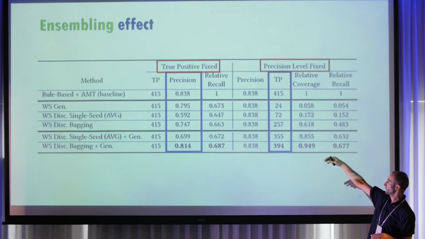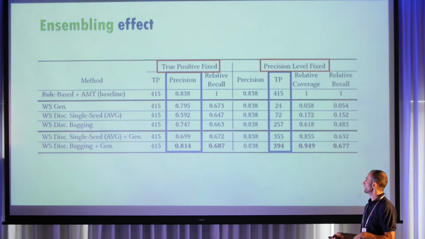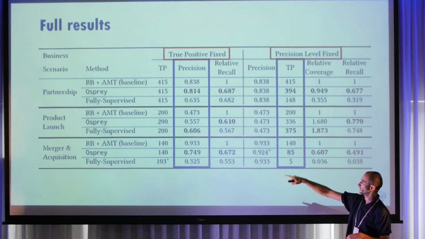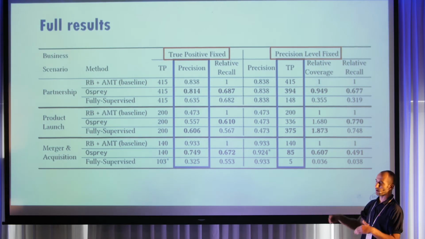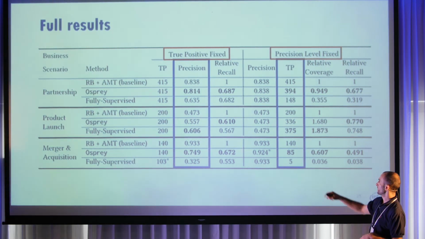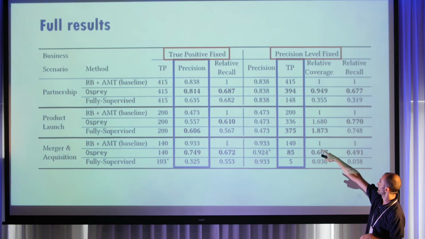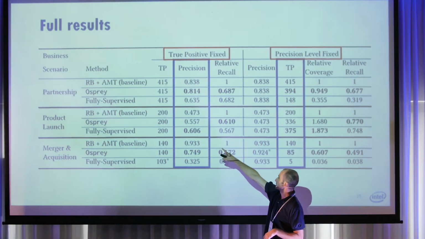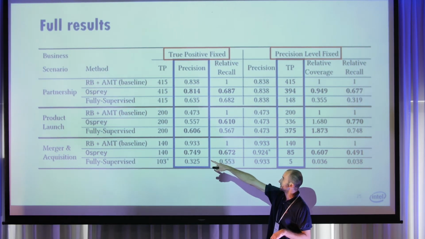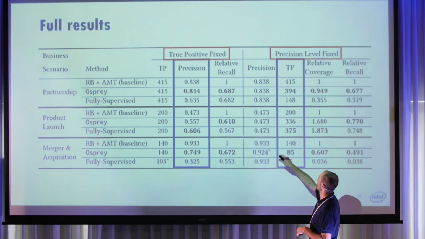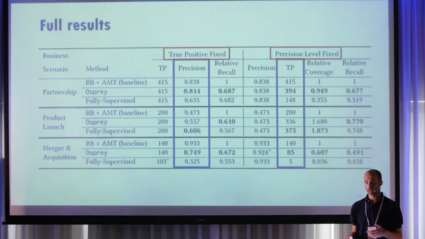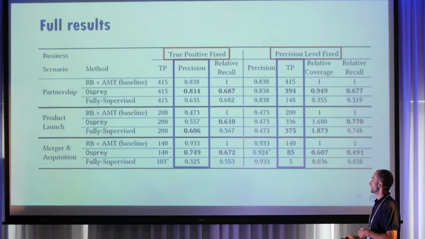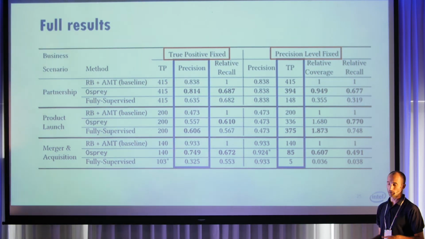These slides show that ensembling really helps, and these are the final results. You can see partnership, product launch, and M&A are 3 scenarios that we care about, and in each one you can see the precision of the model that we got. In the middle one, the precision was a bit lower than the fully supervised, but it depends on how you compare it. Generally speaking, the performance of the final model was much better than we expected, and it's currently in production.